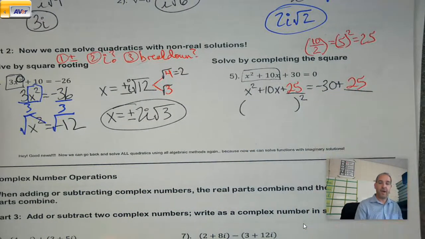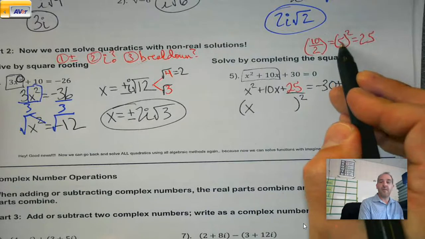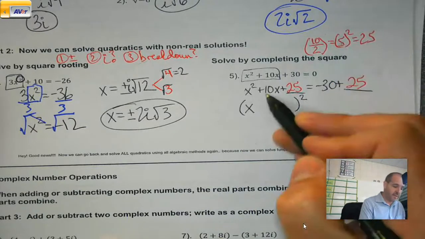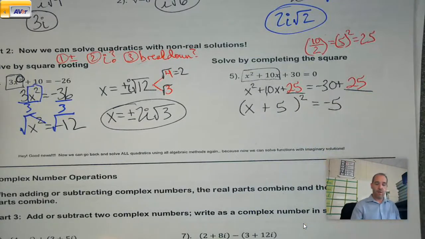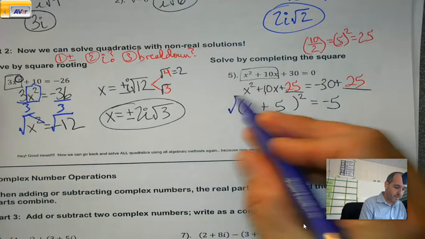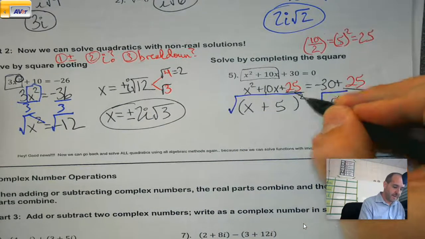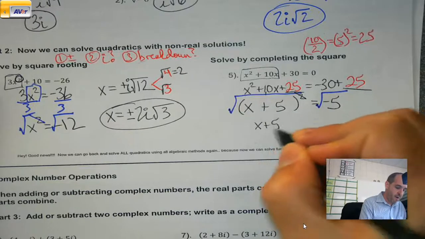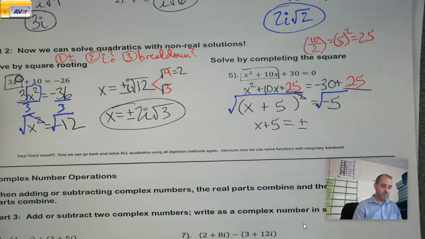Get this into a binomial square by taking the value I see in the parentheses, or just half of this. Either one would work. And now we're ready to square root it. Squares cancel here. Remember all the things over here. Plus or minus when we square root.